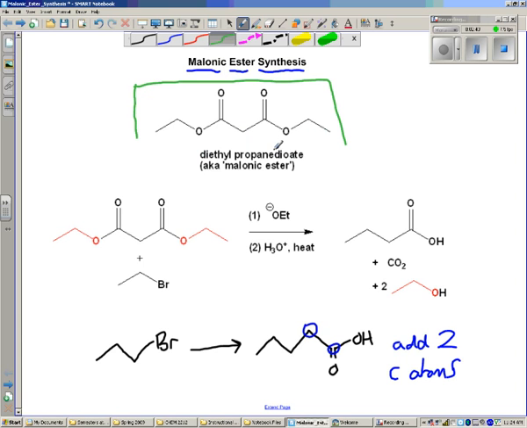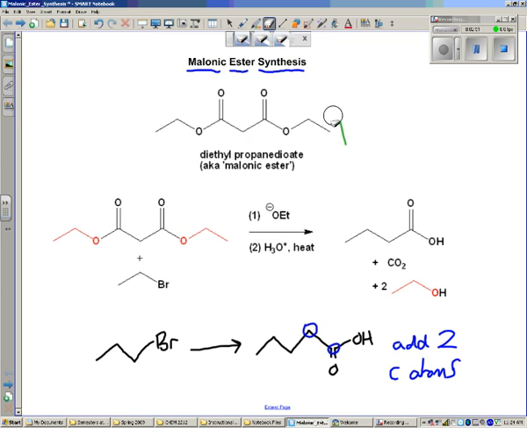Now, this is also known as malonic ester. Malonic ester is the common name. It's the name that used to be used. It's the name that doesn't make any sense in terms of the actual structure, but it's the name that stuck. Frankly, malonic ester is easier to say than diethyl propanedioate, but that latter name actually makes more sense. What I want to spend a little bit of time on is how we can use this and what the mechanism actually looks like.